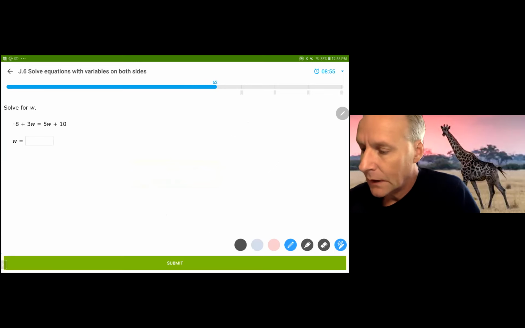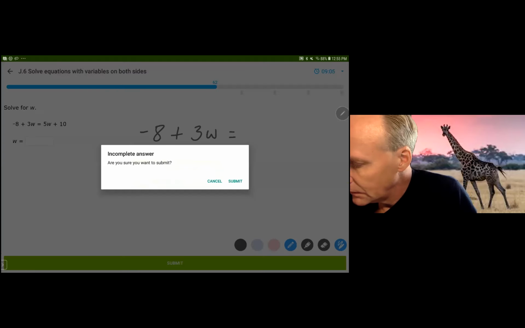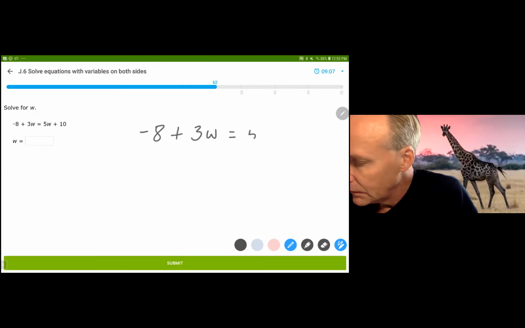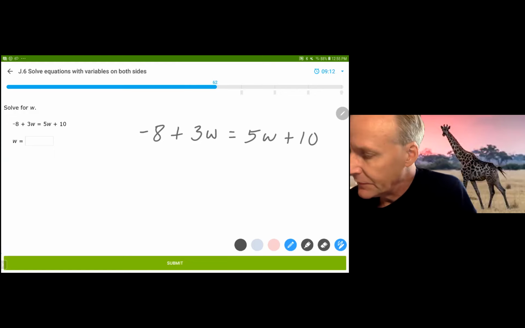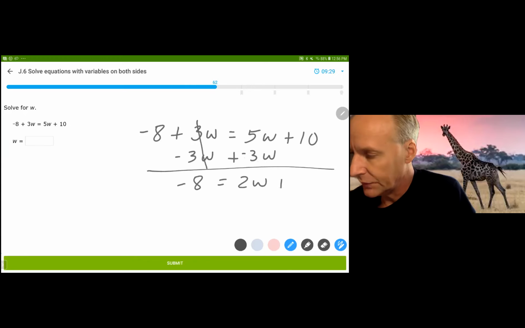In this one, this is interesting. I have my w's out of order. Doesn't matter. I'm going to subtract 3w from both sides, or add a negative 3w. It doesn't matter. I like to use both of those things interchangeably because subtraction is adding the opposite. 3w minus 3w is 0. I have negative 8 is equal to 2w plus 10.